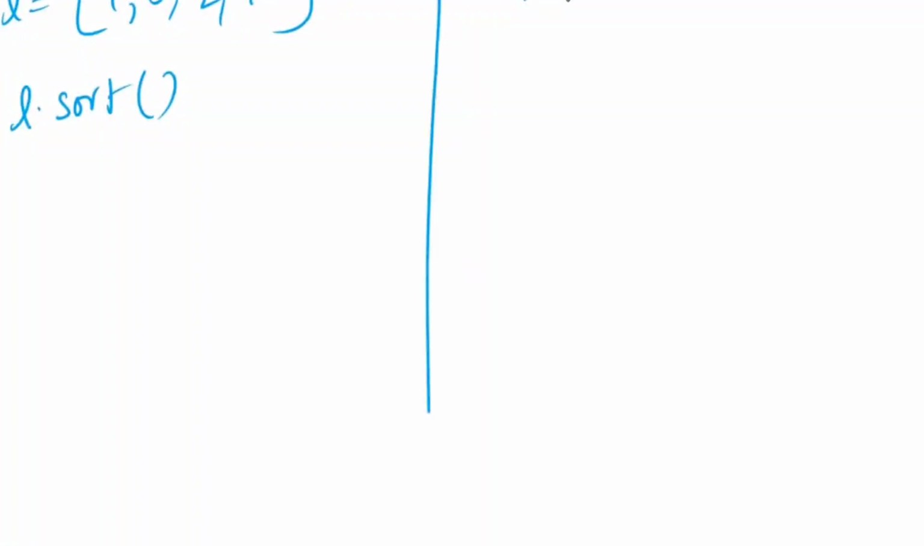L is equal to [1, 5, 2, 10]. You are having it like this: L.sort(), and sorted(L). These are the two options you are having, option number 1 and option number 2.